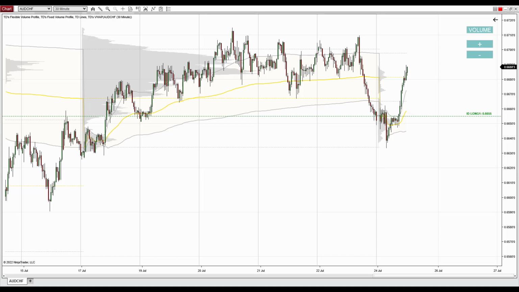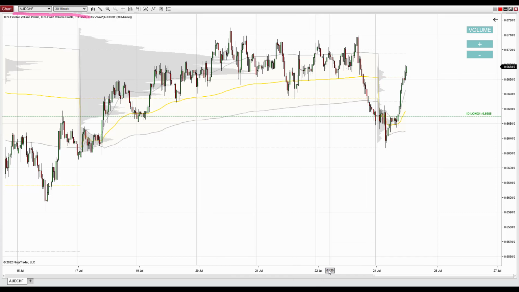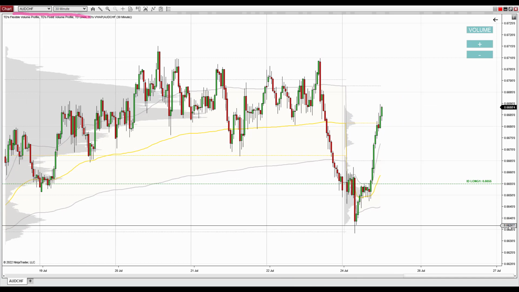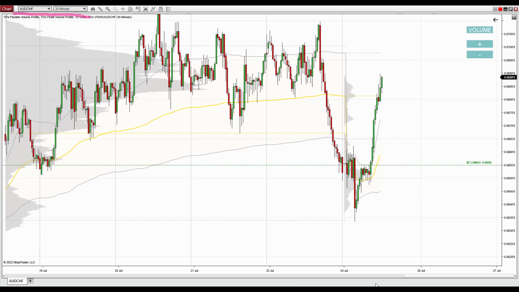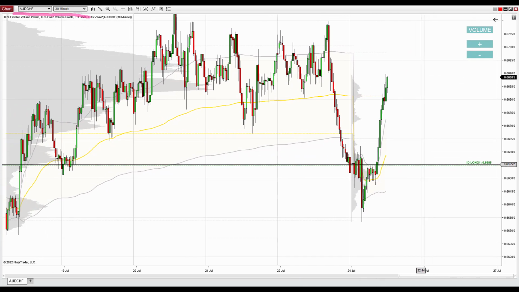Let's now check out the charts. The first chart that I'd like to talk about is the Australian dollar Swiss franc. What you see before you is the Australian dollar Swiss franc on a 30-minute time frame. Let me zoom in a bit. What I want to talk about is a strong support.